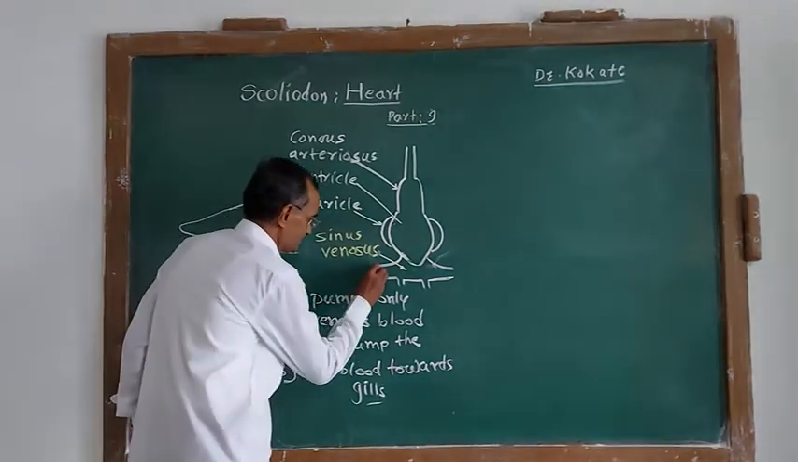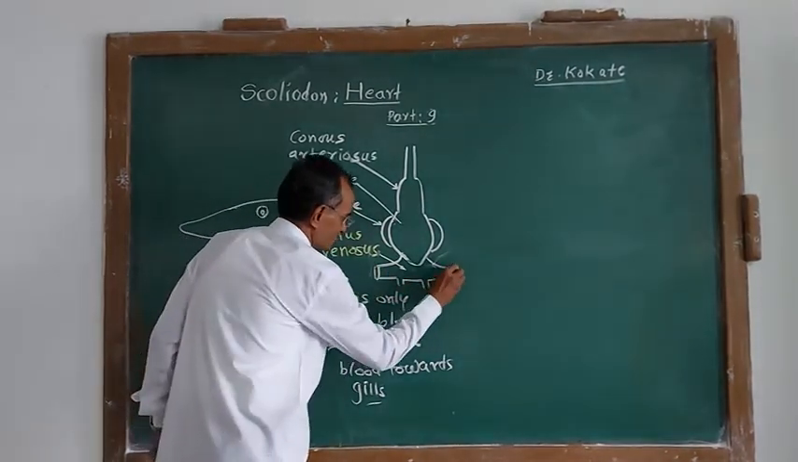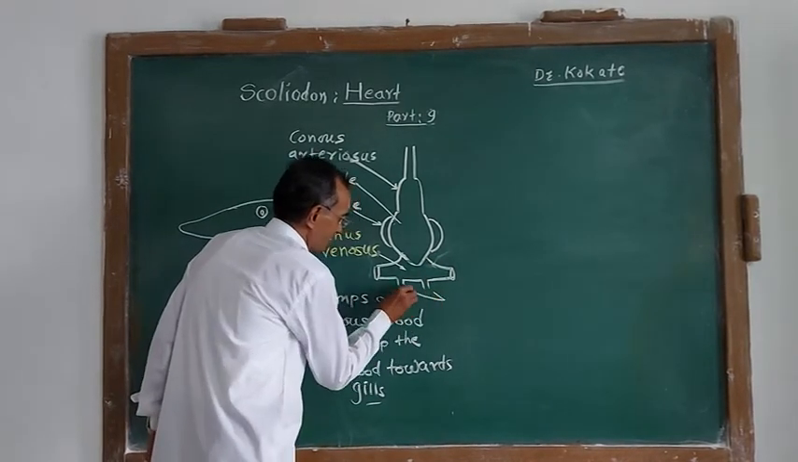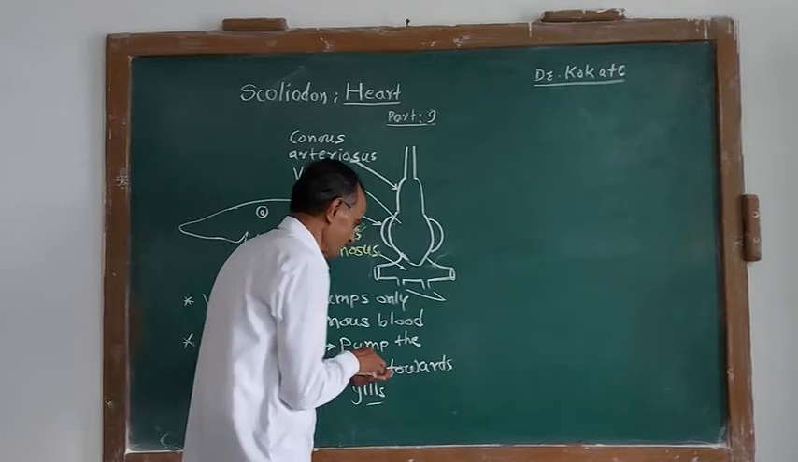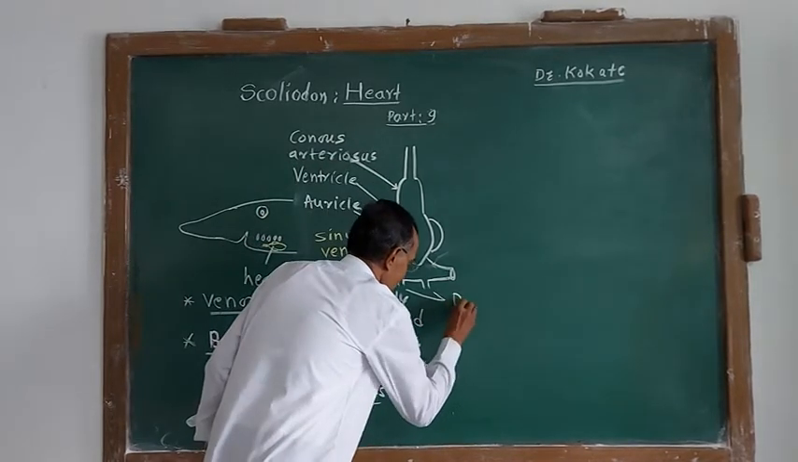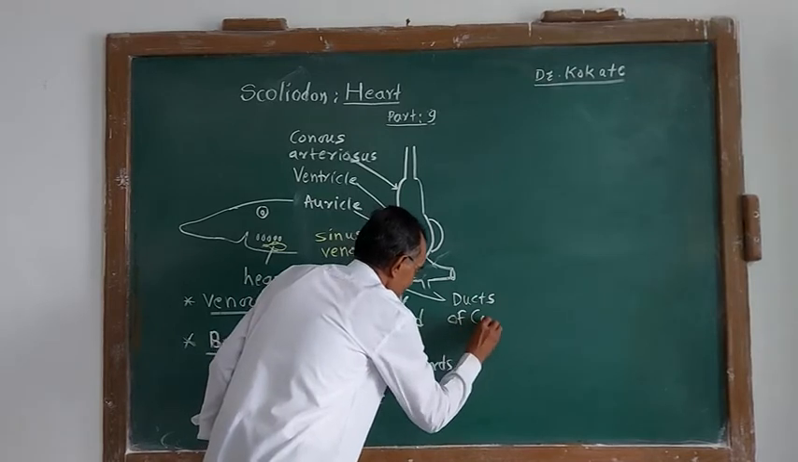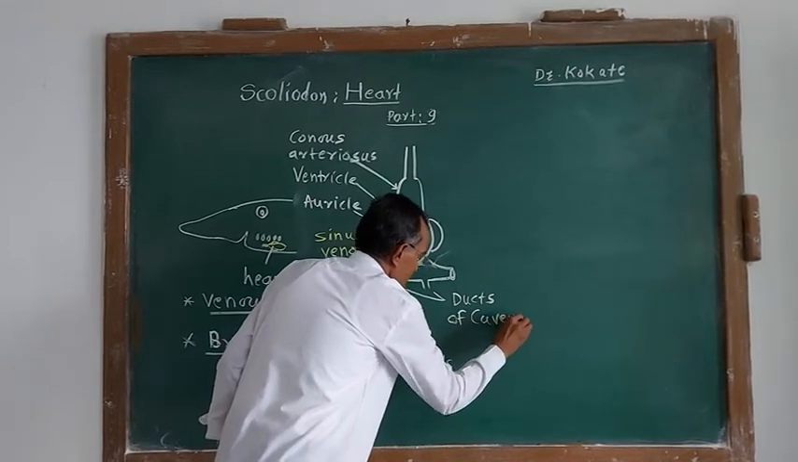So the sinus venosus is like this. This is the chamber, the sinus venosus. These are called the ducts of Cuvier. I write here ducts of Cuvier because they were discovered by the scientist Cuvier, so they are called the ducts of Cuvier.